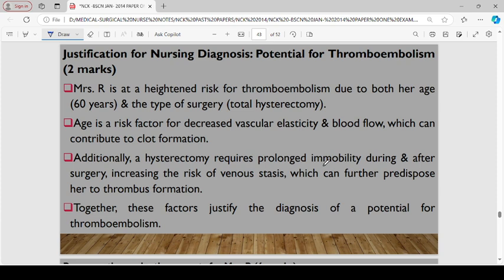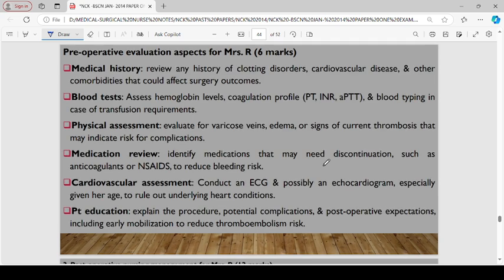Additionally, hysterectomy requires prolonged immobility during and after surgery, and this will increase the risk for venous stasis, which can further predispose her to thrombus formation. So together these factors justify the diagnosis for potential for thromboembolism: age and the type of surgery.